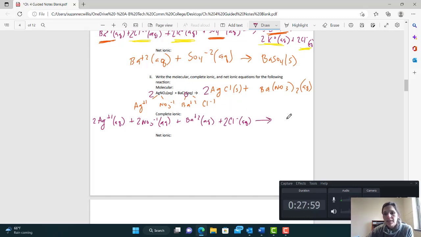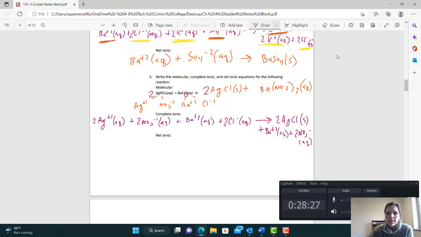Okay, keep a solid together, so 2 AgCl. And then break apart barium nitrate. 1 barium and 2 nitrates. And there is our complete ionic. So make sure you match in numbers of everything.